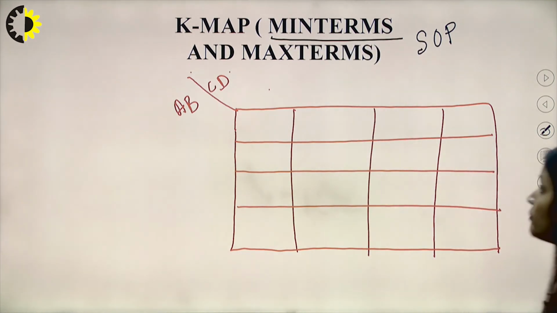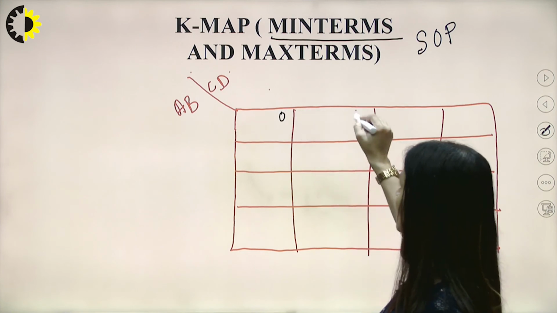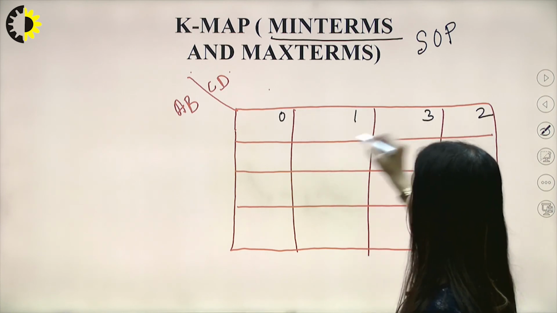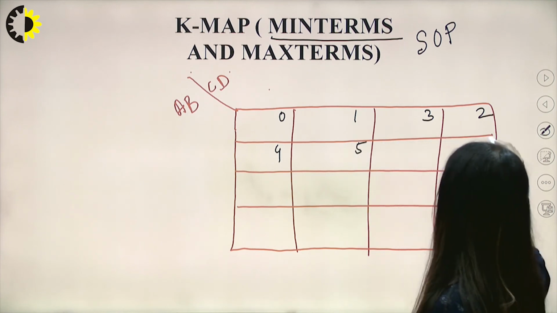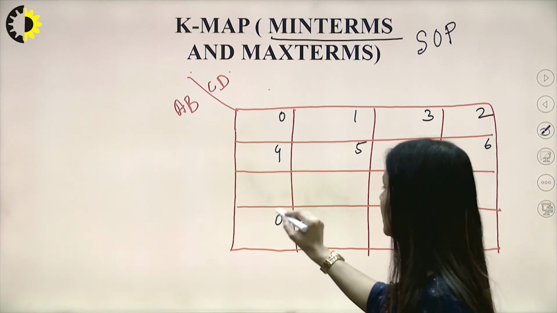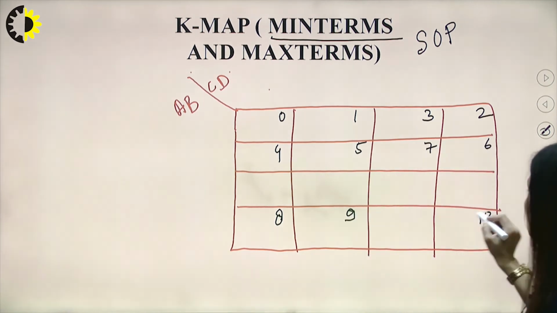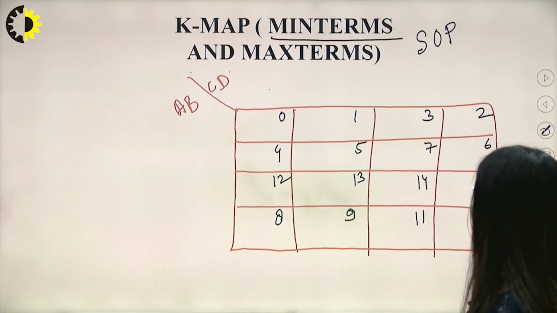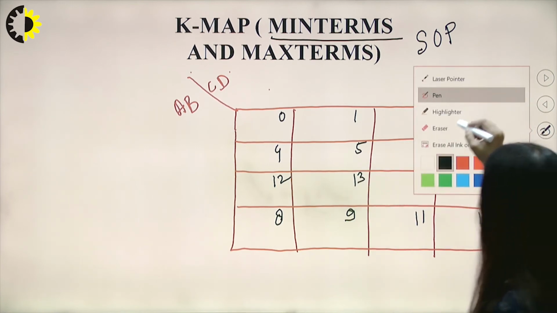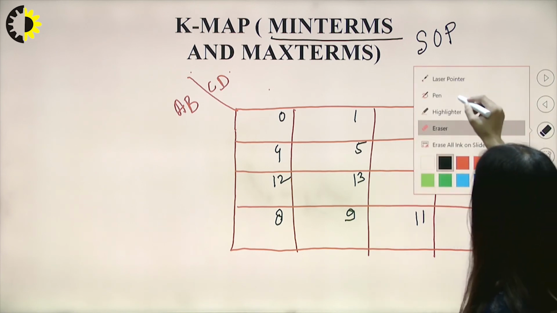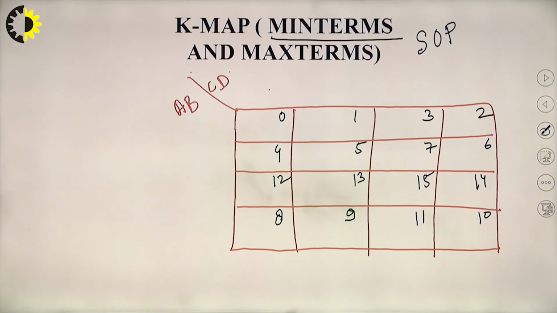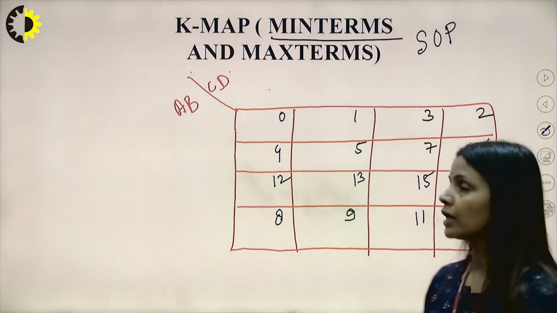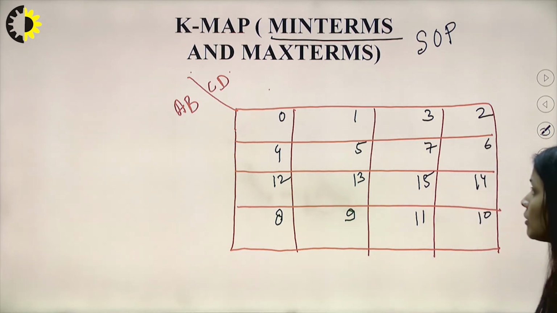So min terms 0, 1, 2, 3, 4, 5, 6, 7, 8, 9, 10, 11, 12, 13, 14 and 15. Okay, so like this we will write the counting for min terms and max terms, both are applicable. Let us write the min term expression for each block.